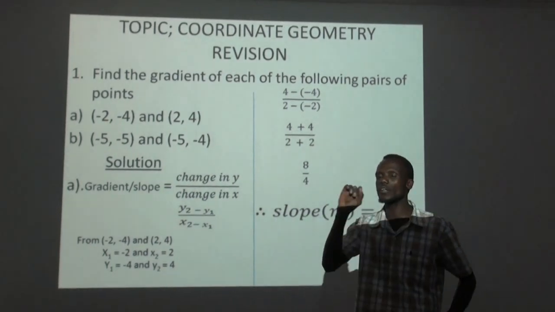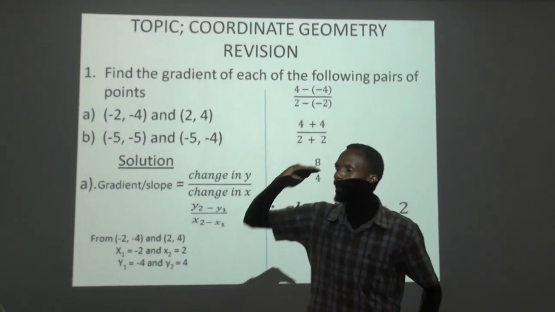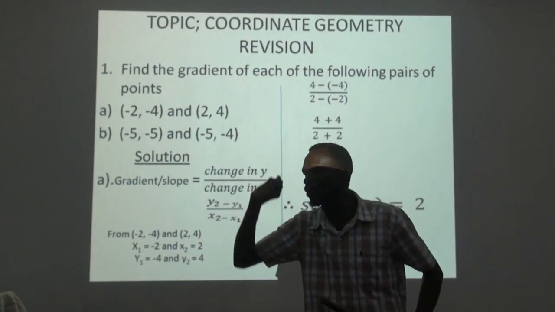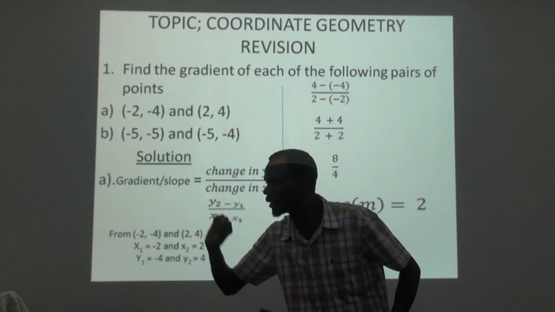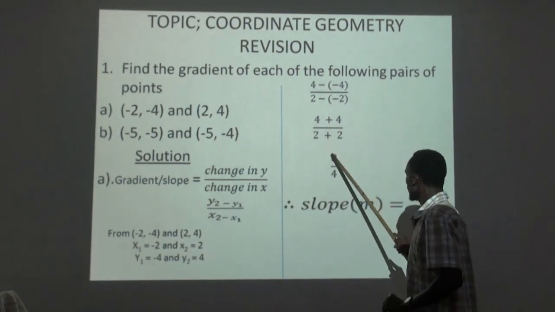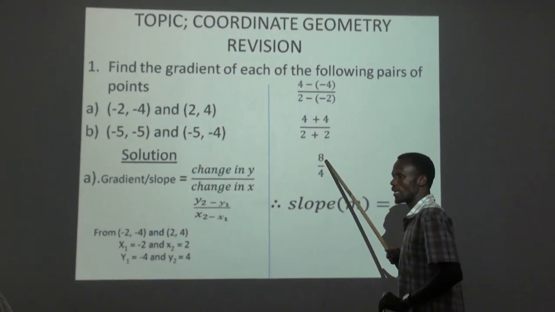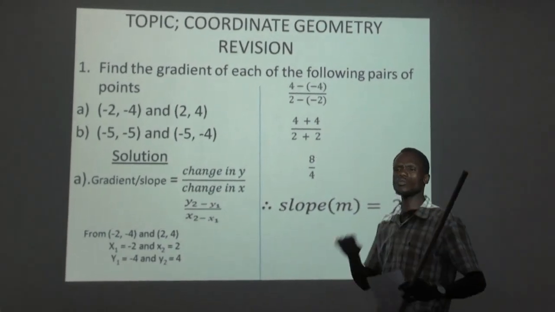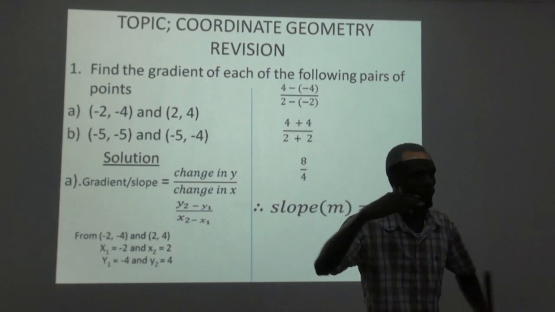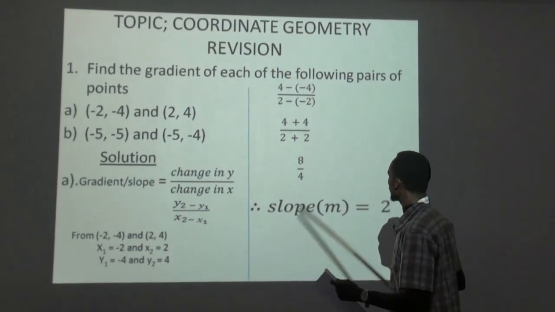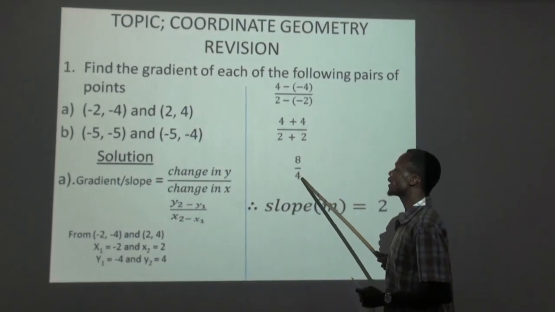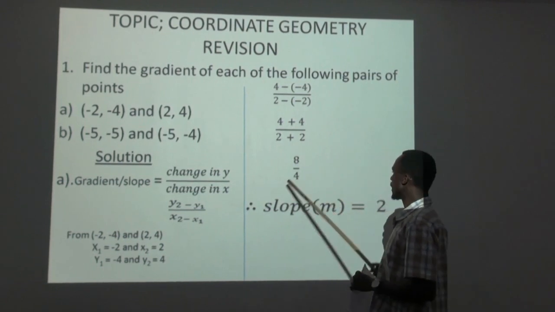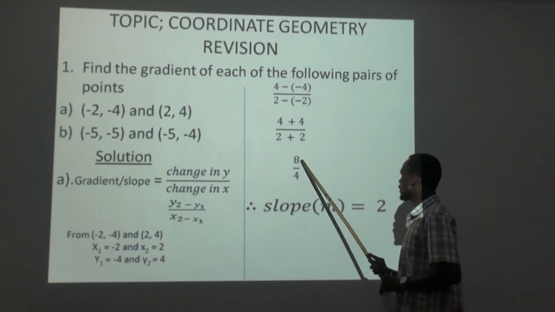As I said, when we were dealing with fractions, the number above the segment line is called the numerator, and the number below the segment line is called the denominator. Now we have 8 as numerator, then we have 4 as denominator. According to the principle of division, to divide the two, it is all about simplifying: numerator divided by denominator. That is 8 divided by 4.